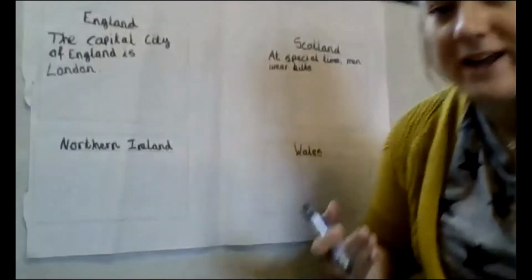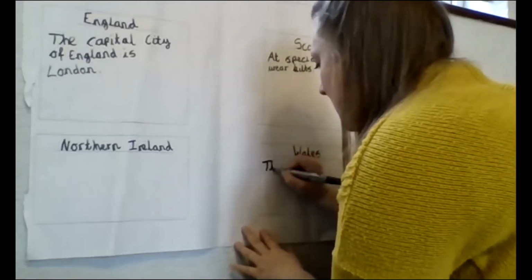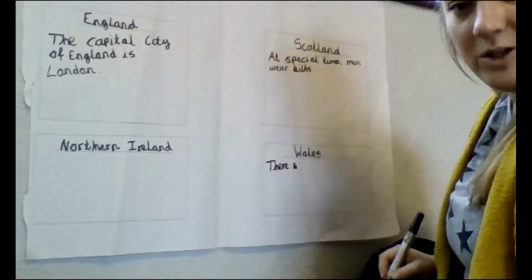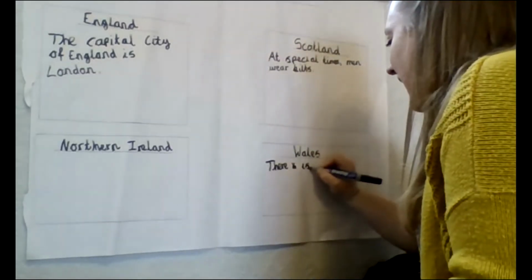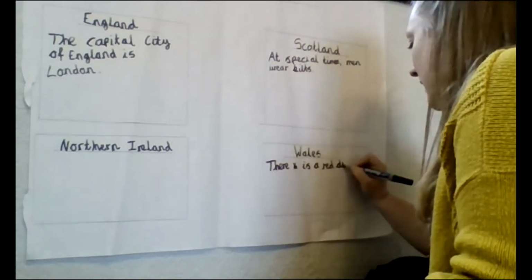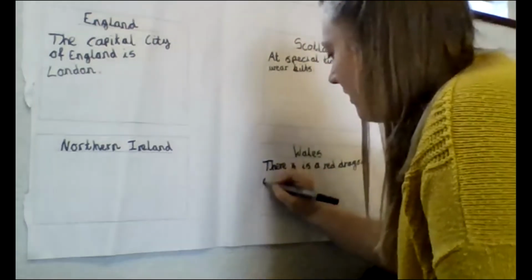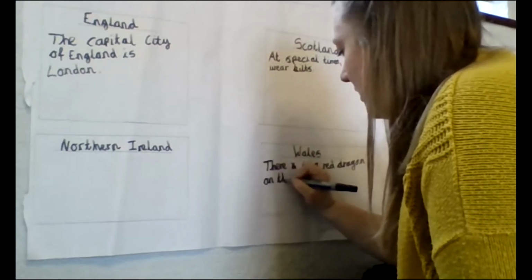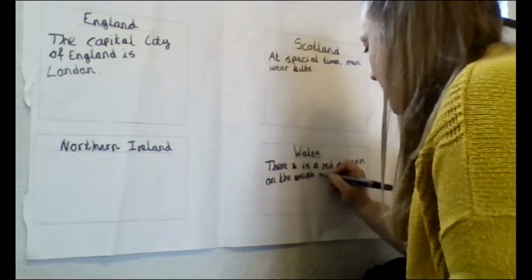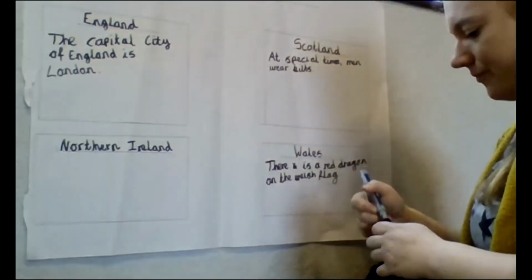Excellent. Let's see if I can write that. Well, I'm so close to the floor. There. Capital letter. There. Oops, I've made a mistake, so I'm just going to put a line through it. There is a red dragon on the Welsh flag. Full stop. There we go.